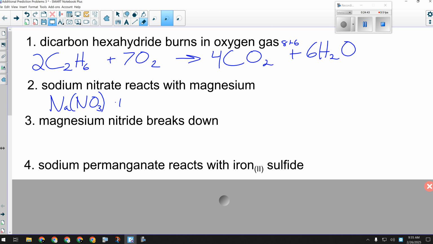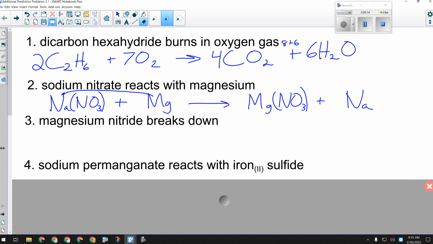And it reacts with magnesium. Magnesium's just by itself. What reaction type does that look like? Single replacement, yeah. We've got an ionic compound reacting with an element. In this case, that element is a metal, right? So the pattern says that this metal has to swap out the metal in the ionic compound. That means magnesium ends up with nitrate, and sodium winds up alone.